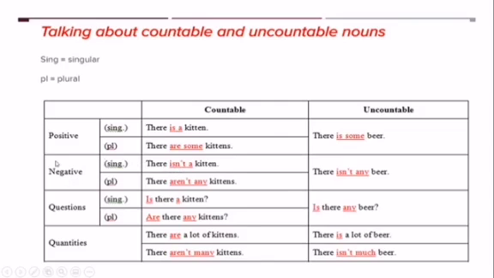Okay, so when we talk about negative, we say there isn't a kitten, there aren't any kittens. Is there a kitten? Are there any kittens? There are a lot of kittens. There aren't many. Pay attention, many.